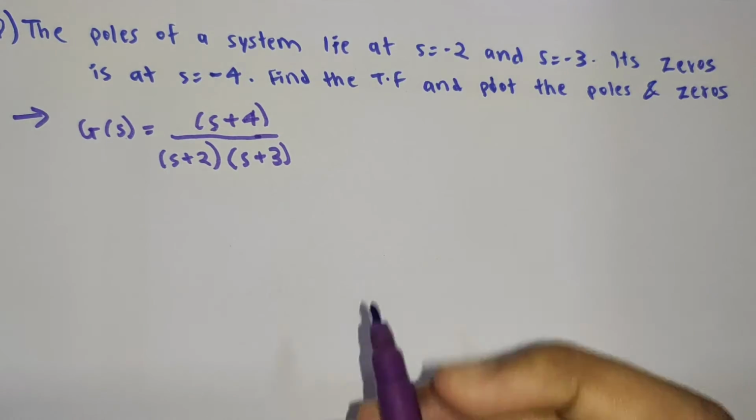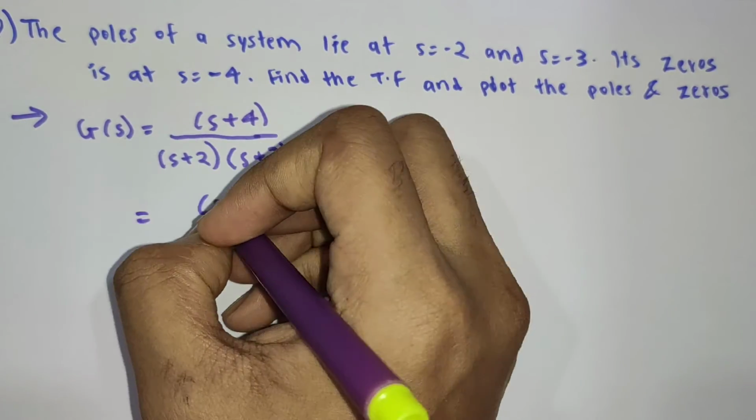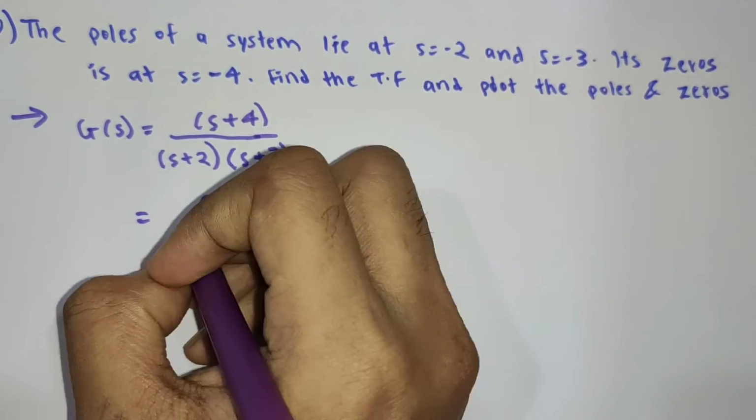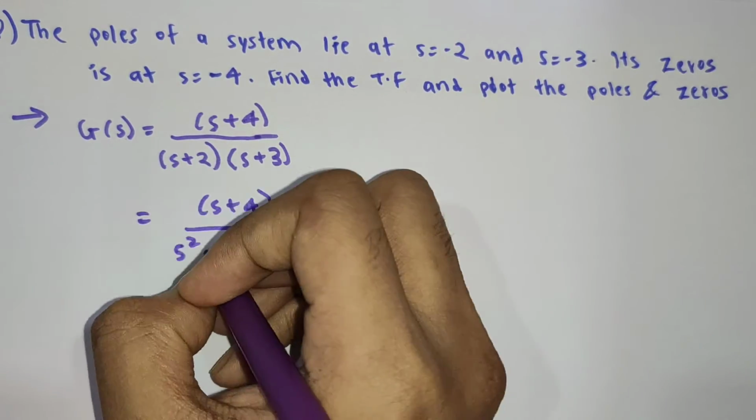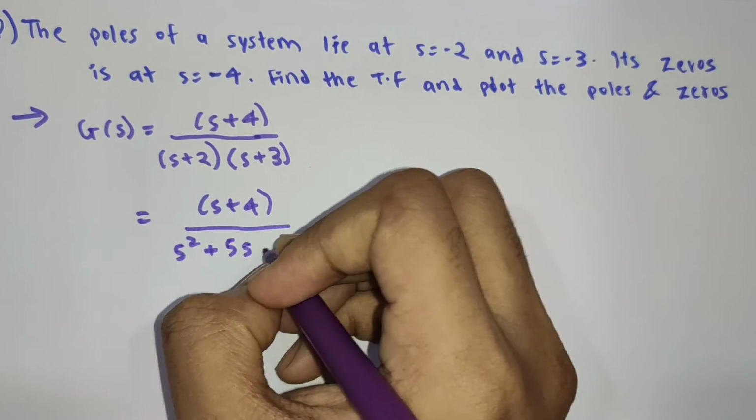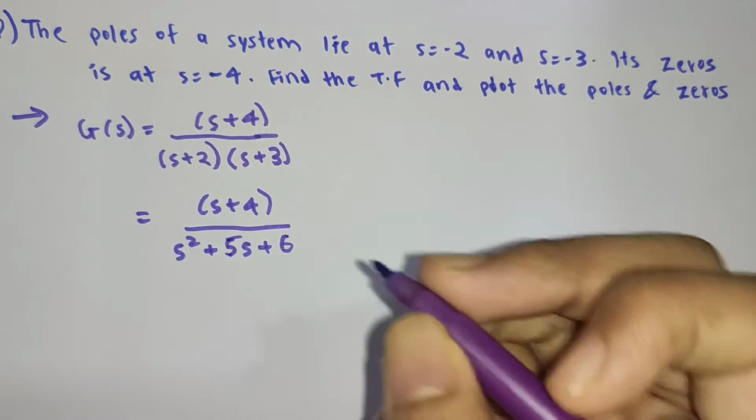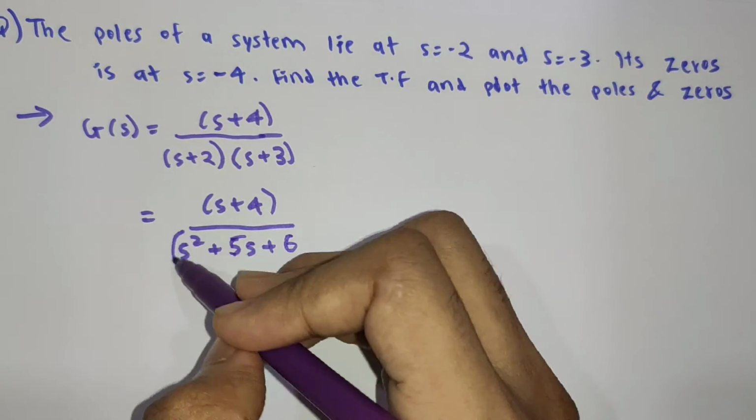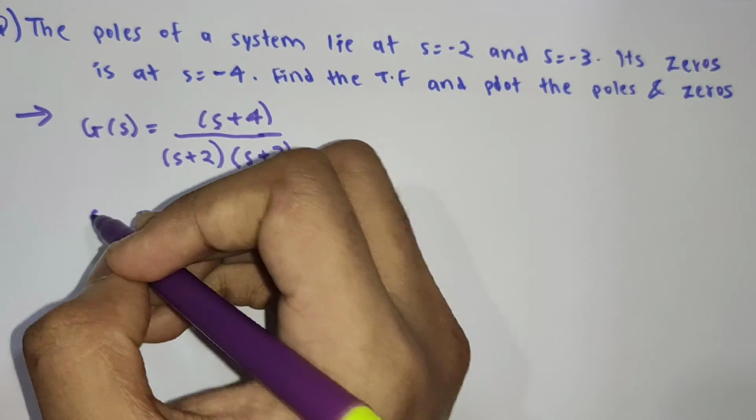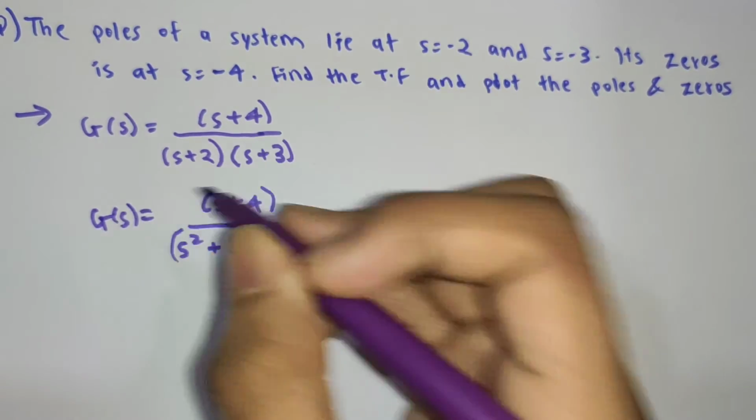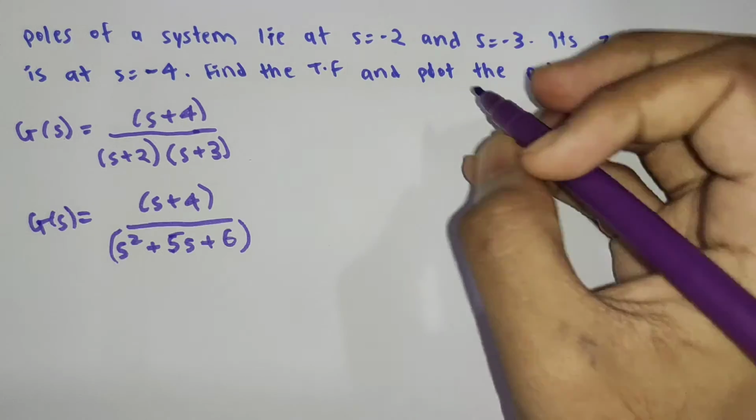It was quite simple, or else if you want, you may expand it. (s plus 4) upon (s square plus 5s plus 6). This is the required transfer function. Now what else? We have to plot the poles and zeros.